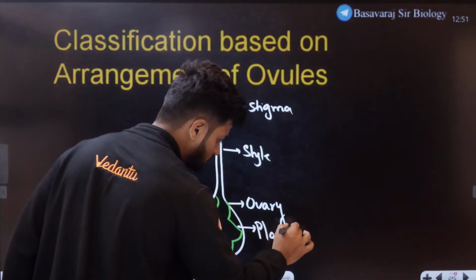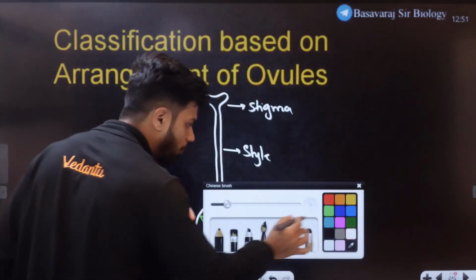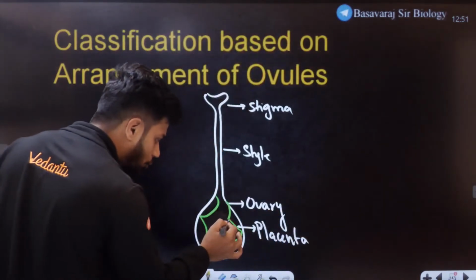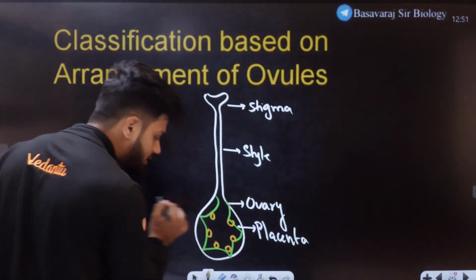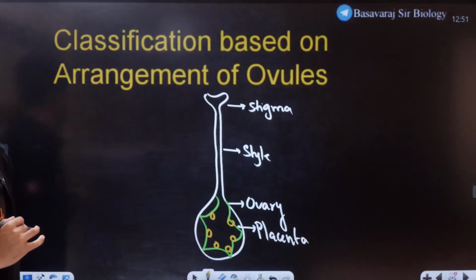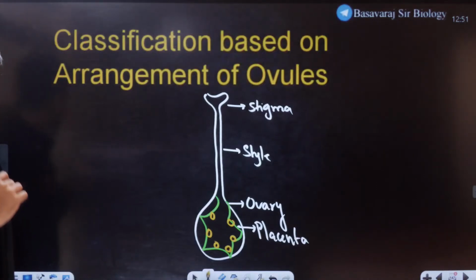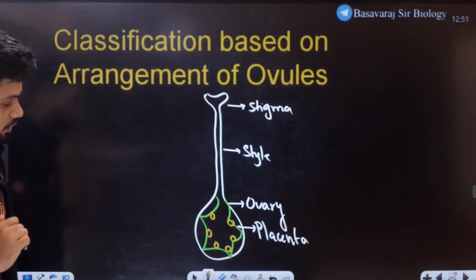placenta. On top of this placenta, ovules will be arranged. Ovules will be arranged on the placenta. Okay. Now listen to me very carefully, all of you.